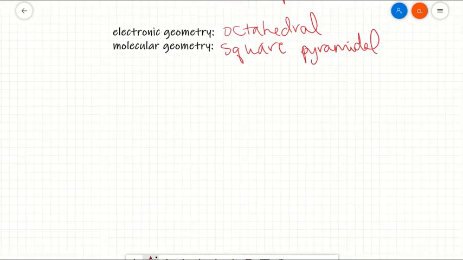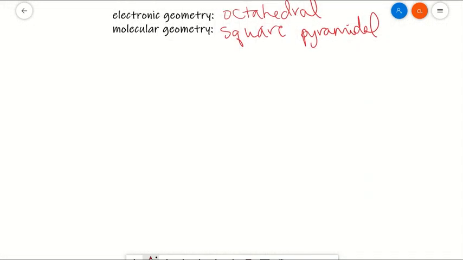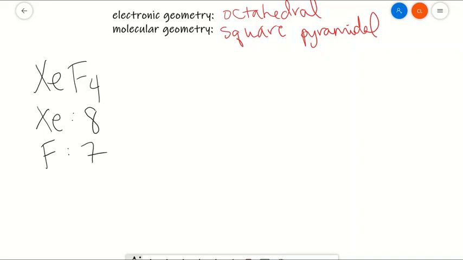All right, and then we are just going to look at one more shape. This is going to be our last shape. So there are other geometries, but we are just looking at this last one. So xenon is one of our noble gases, which typically, we say noble gases don't bond, but there are some exceptions. So xenon has 8 valence electrons. Each fluorine has 7, 4 times 7. So we get a total of 36 valence electrons.